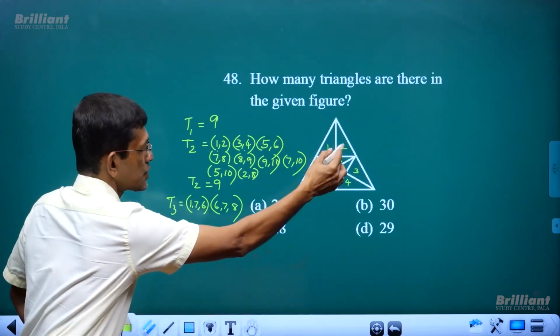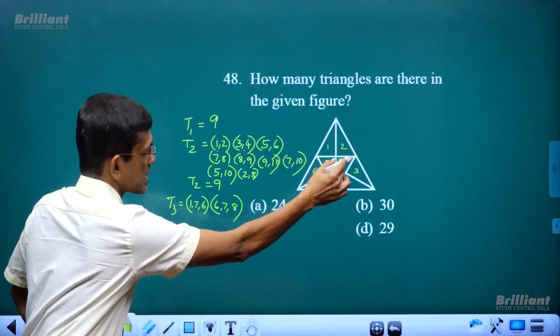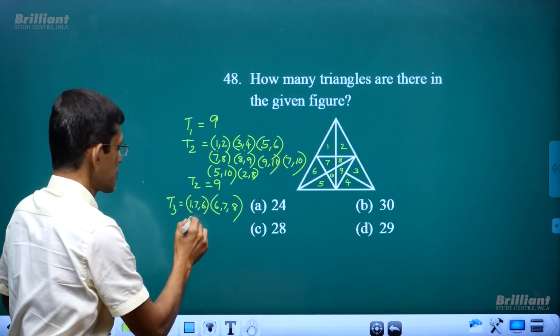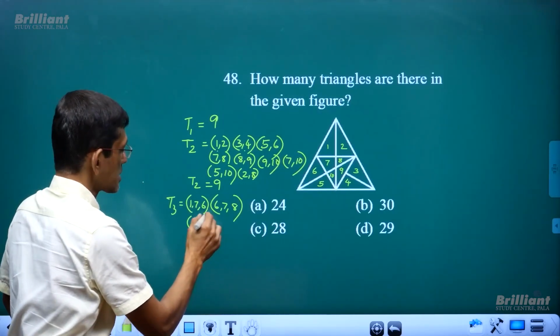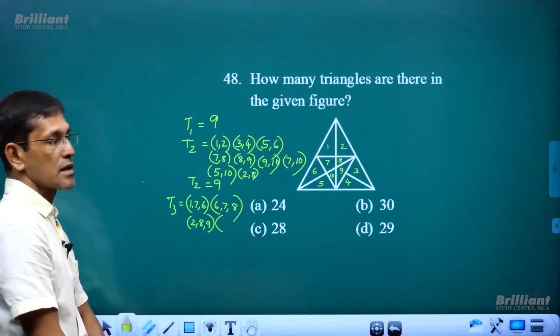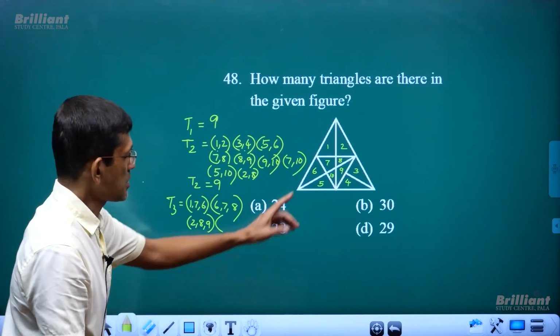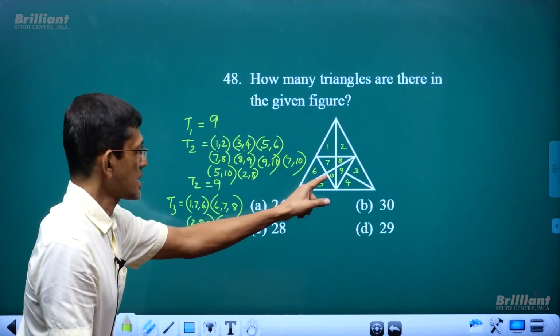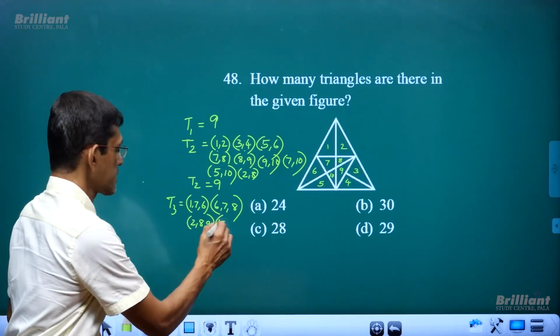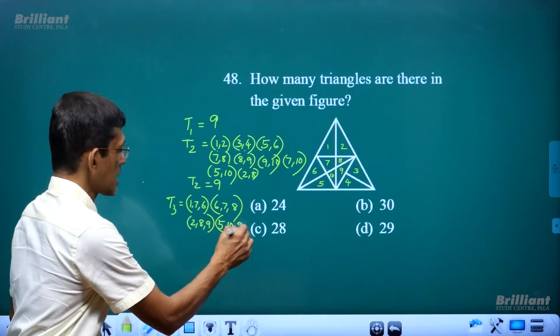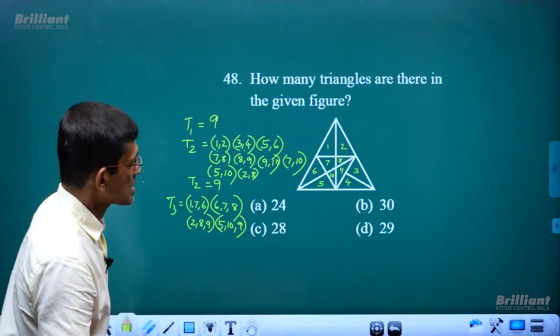Then 2, 8, 9. That's a triangle. How about 5, 10 and 9? 5, 10, 9. Any other three pieces together?